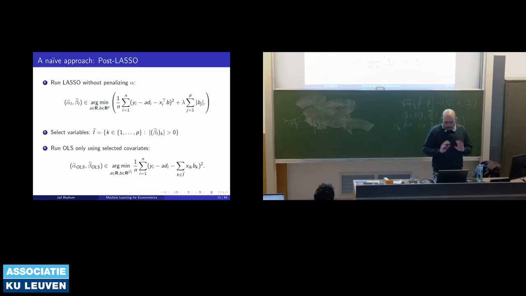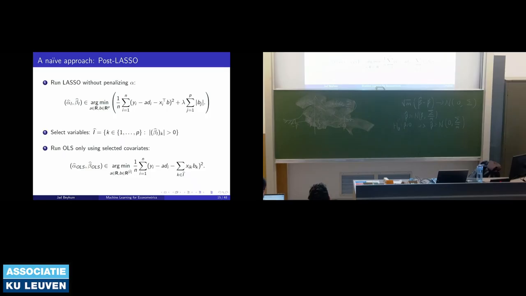So one very naive approach here to do inference with lasso would be, I first run lasso in this regression. So this is my lasso. And then you remember the lasso gives you a sparse solution. So it gives you estimators alpha hat L, beta hat L, which are sparse, meaning that most variables in the estimate have a 0 coefficient.